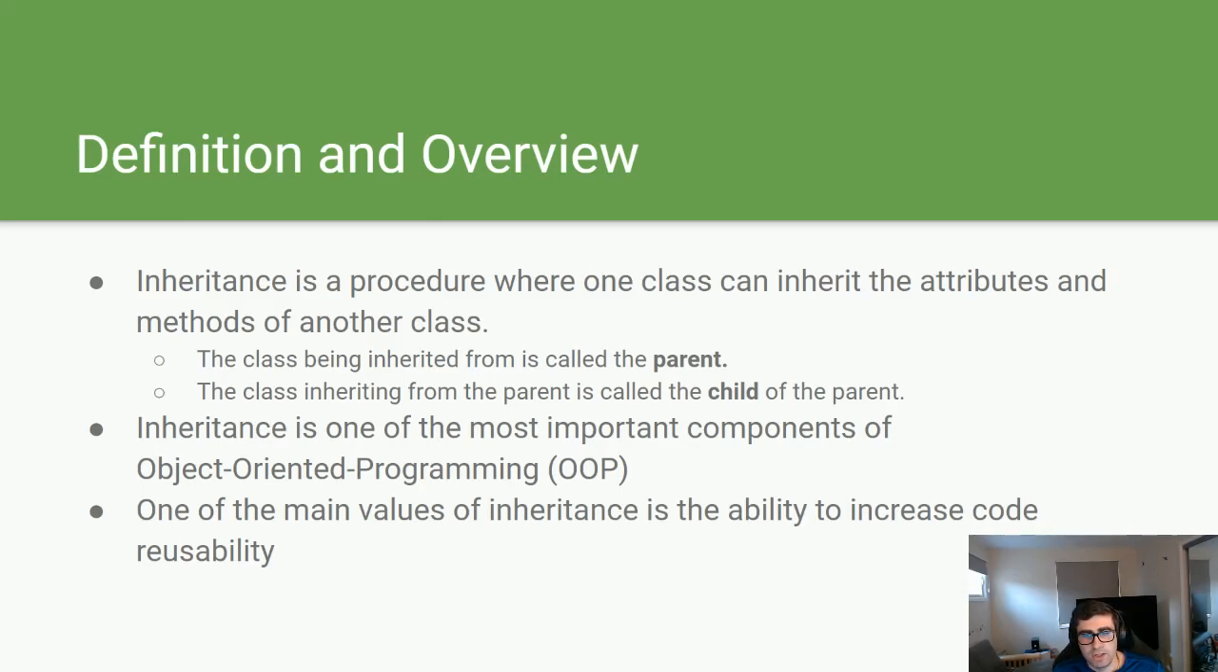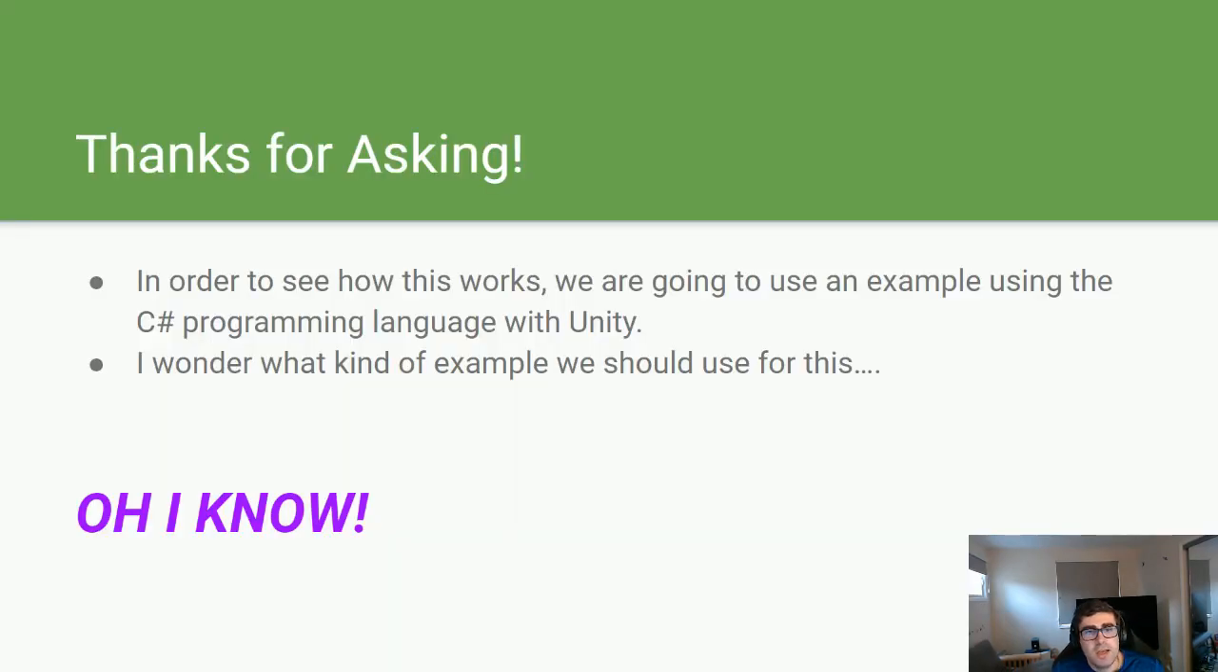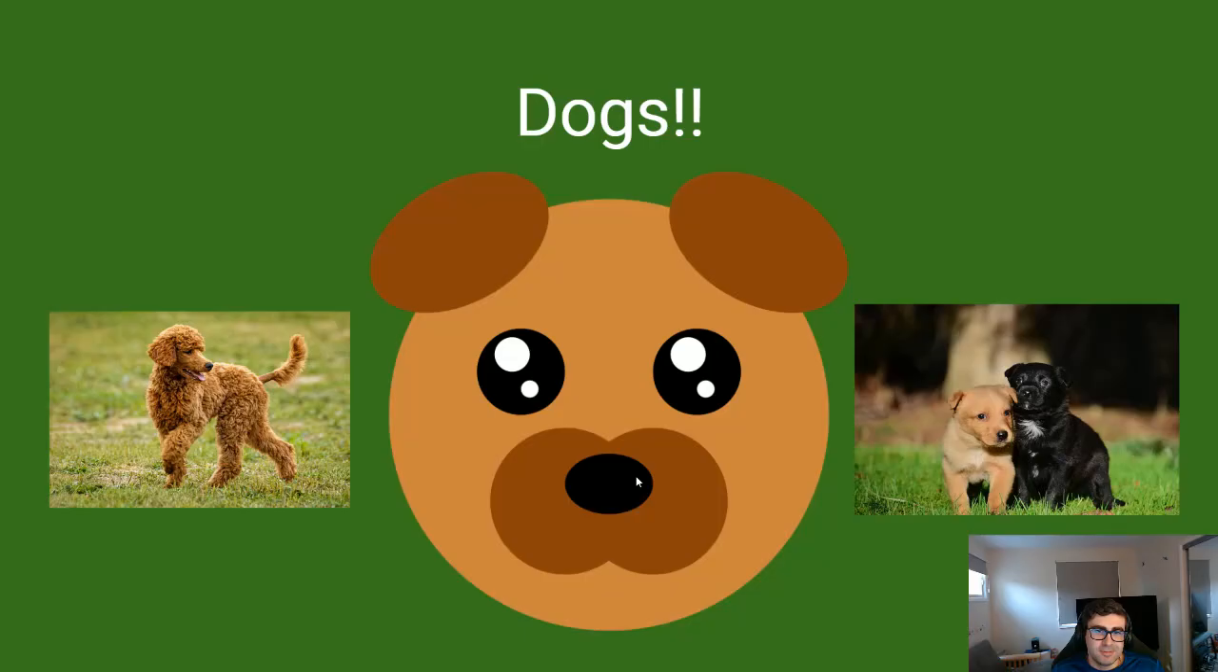So that is a surface level touch point on what it is, but how does it work? Well, thanks for asking. In order to see how this works, we are going to use an example using the C# programming language with Unity. I wonder what kind of example we should use for this, though. I know. Dogs!